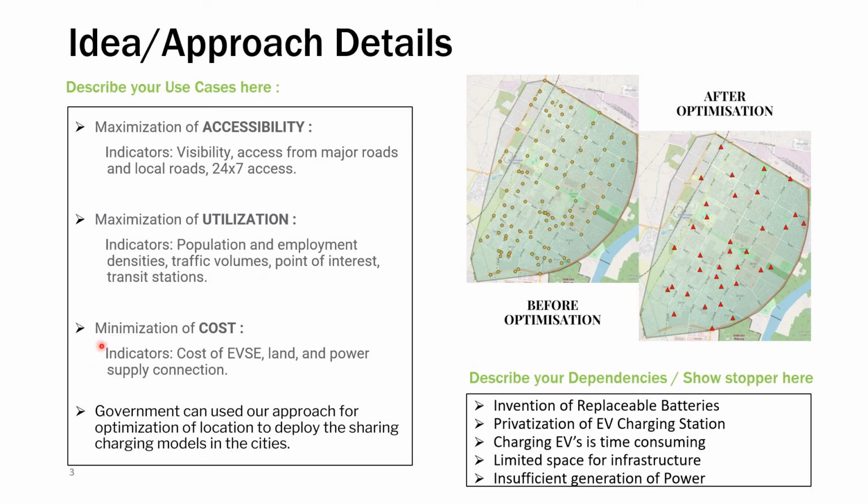Then again we have to discuss minimization of cost. Minimization of cost is, of course, something we have done, because we have considered the pre-built infrastructure, that is petrol pumps, public parking, and all those. And of course, a power supply connection will also be one of the parameters. As a use case, the government can use our approach for optimization of location to deploy shared charging models in the cities. Definitely.